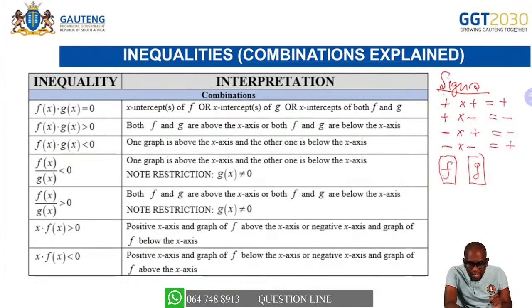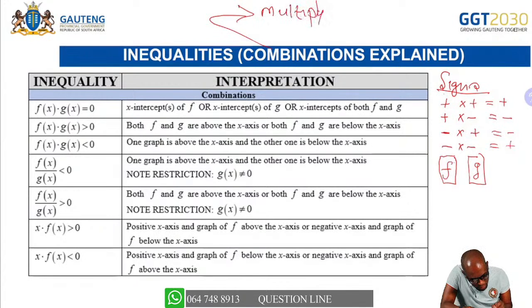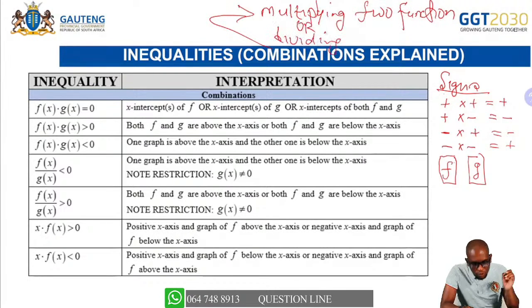So these signs here will hold. What I've just written here is also true for division. It's not only true for multiplication, it's also true for division. So if we combine here the combination, what we are doing is multiplying or dividing two functions.